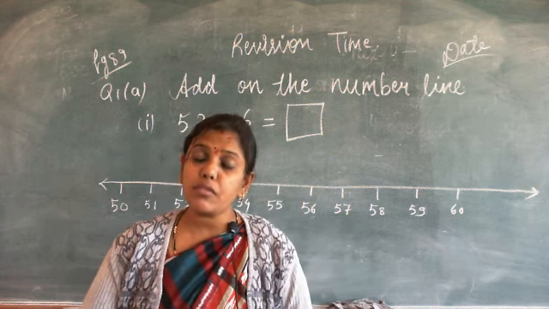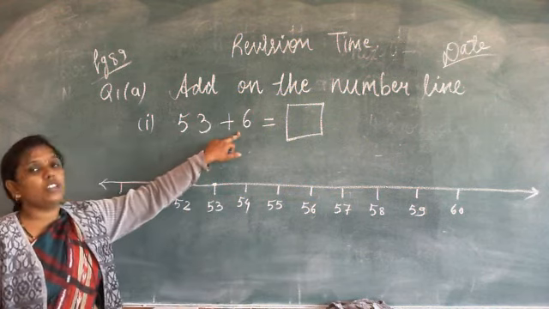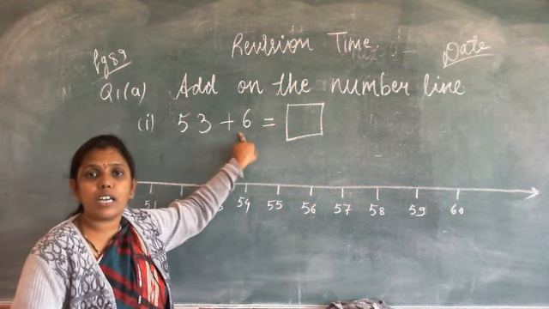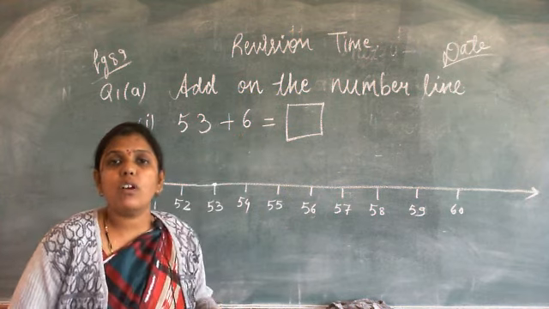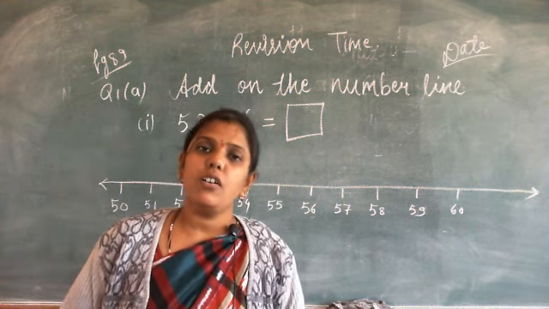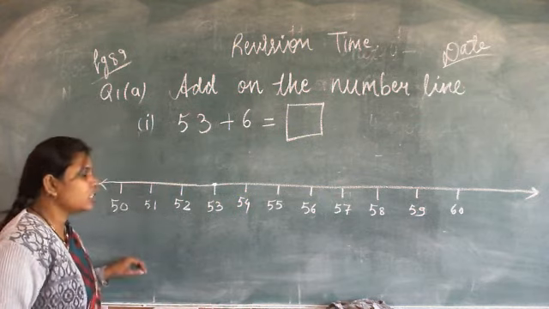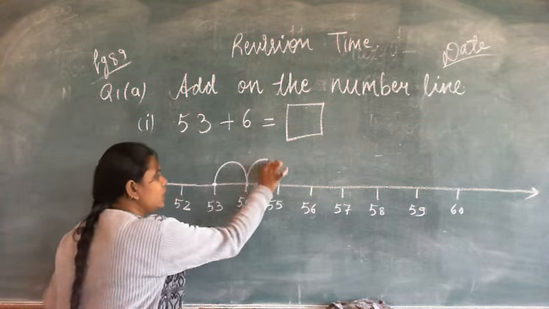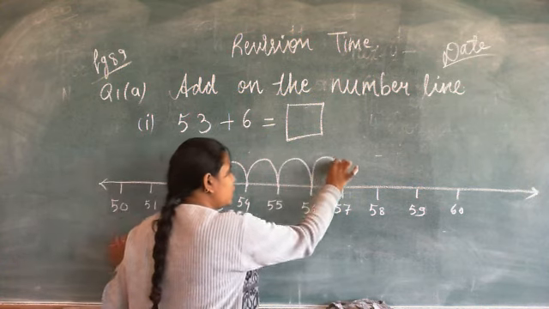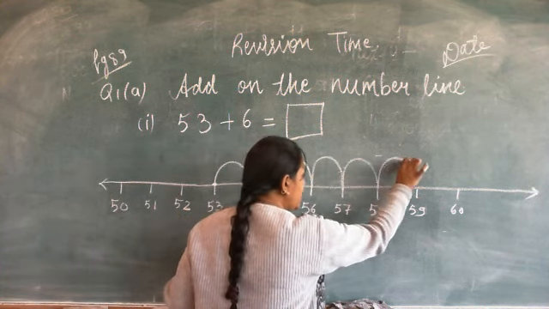So how many steps we have to move? That will depend on the second number. So what is the second number here? Second number here is 6. That means we have to move 6 steps forward. So start counting with me. 6 steps. 1, 2, 3, 4, 5 and 6.